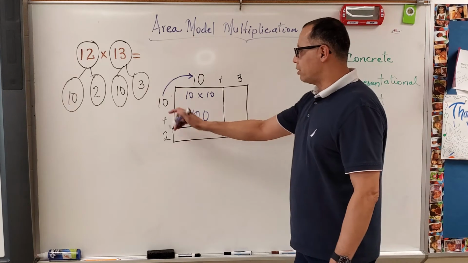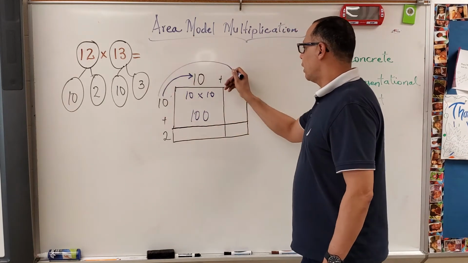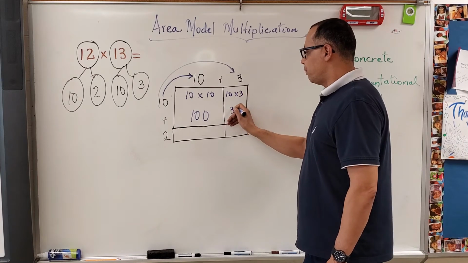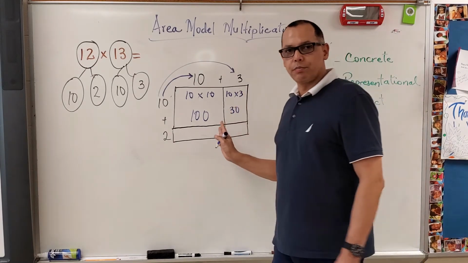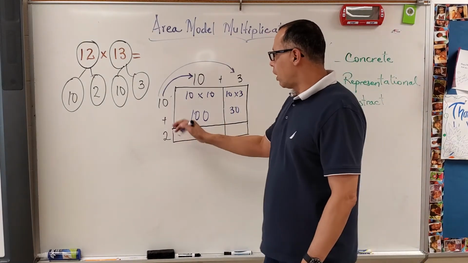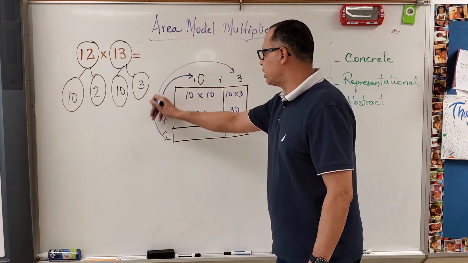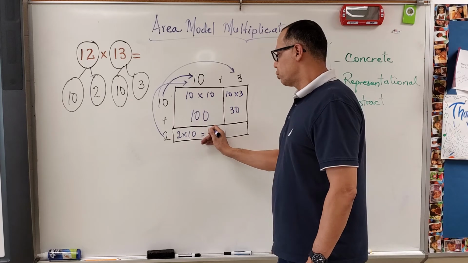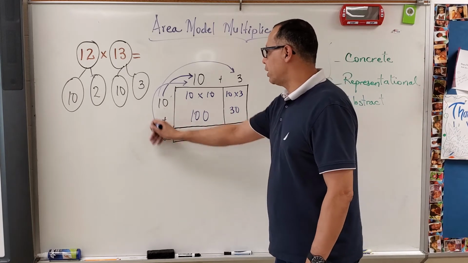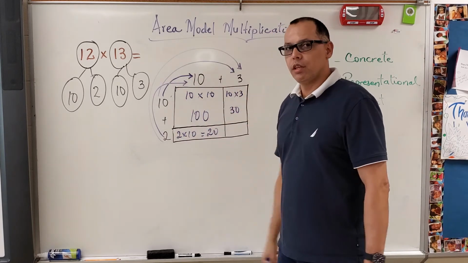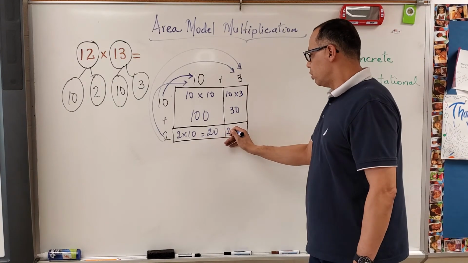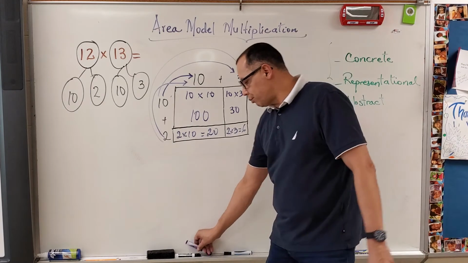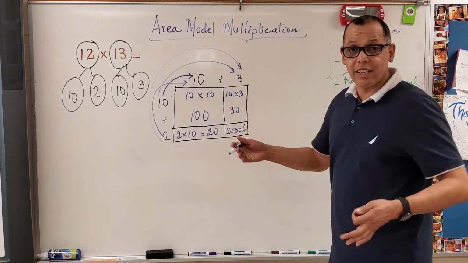Let's do the second one. 10 times 3. 10 times 3 equals 30. The same partial product we got before. Now let's do this one here. 2 times 10 equals 20. And then the last one is 2 times 3. 2 times 3 equals 6. Now I got my partial products. Now let's add them up.